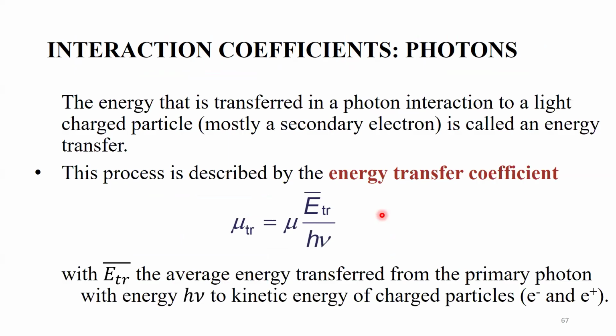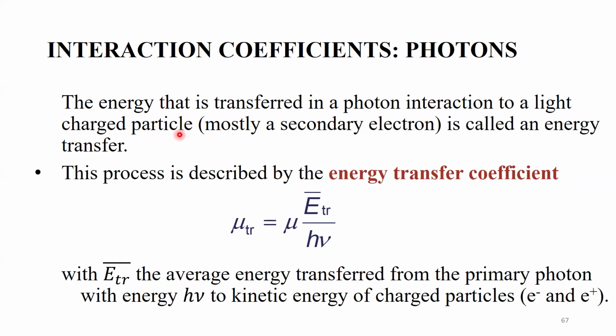So the second part in this point, we will talk about interaction coefficients but for photons this time. We want to talk about photon interaction. In photon interactions, the energy transferred to a charged particle is referred to as the energy transfer. So this is the definition we mentioned before. The energy that is transferred in a photon interaction to a light charged particle, we are talking mostly about a secondary electron, for example. This is called an energy transfer.